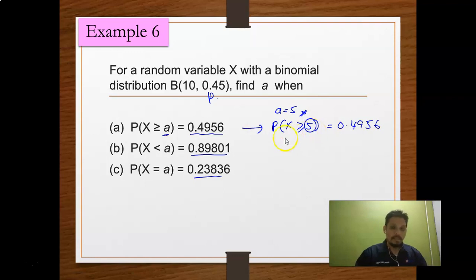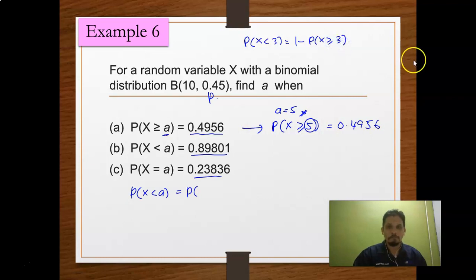Okay. Then next, x less than a. So for this one here, the probability of x less than some value of a, for example less than 3, means x equal to 0, 1, and 2. So it is 1 minus the probability of x greater than or equal to 3. So what about this one here now? x less than a is 1 minus the probability of x greater than or equal to a, equal to 0.89801.